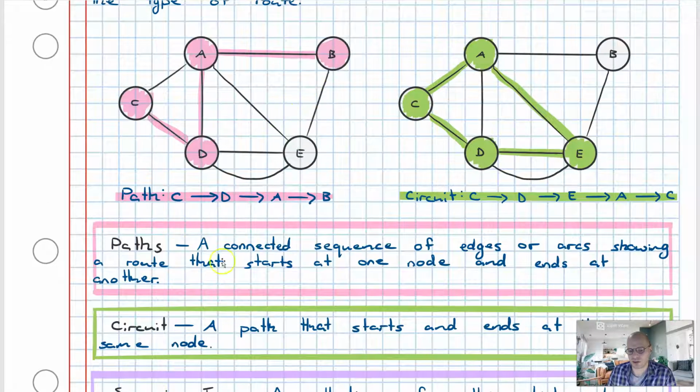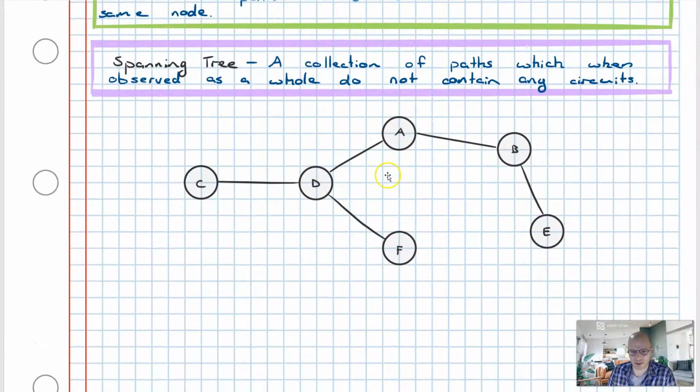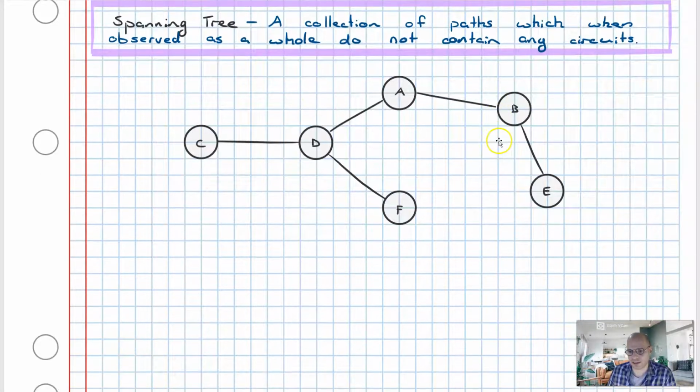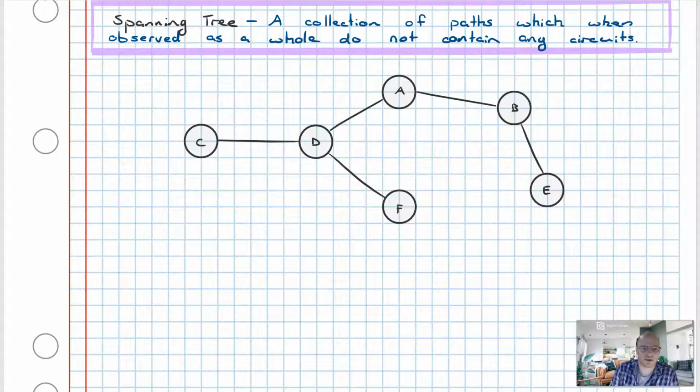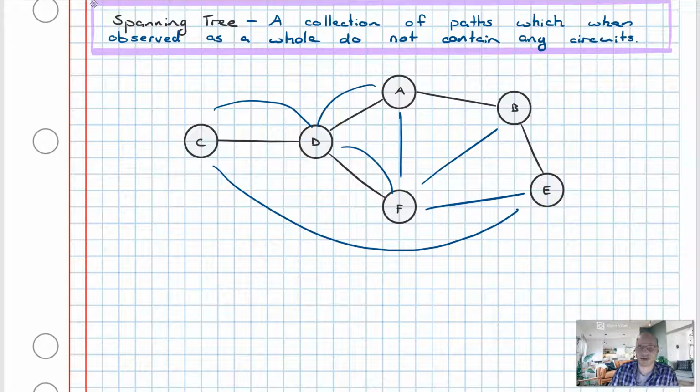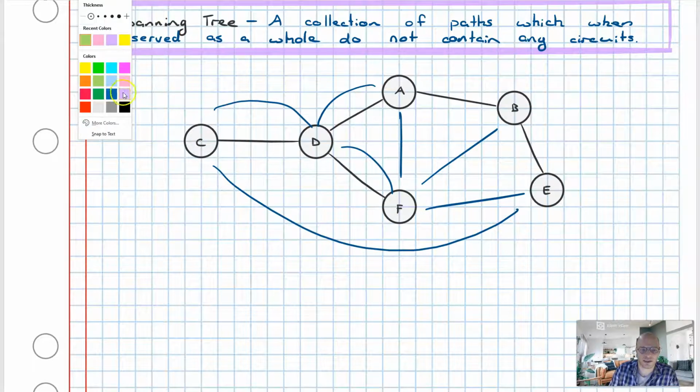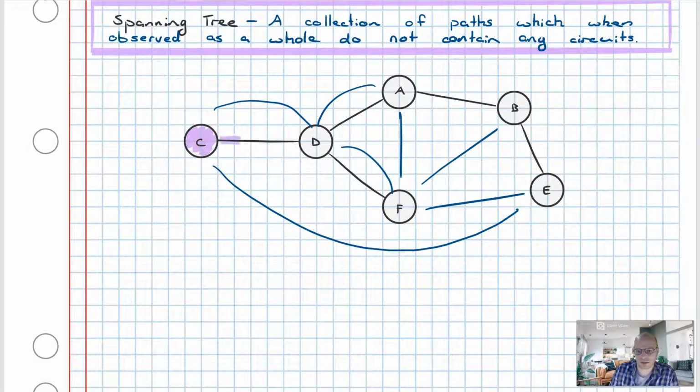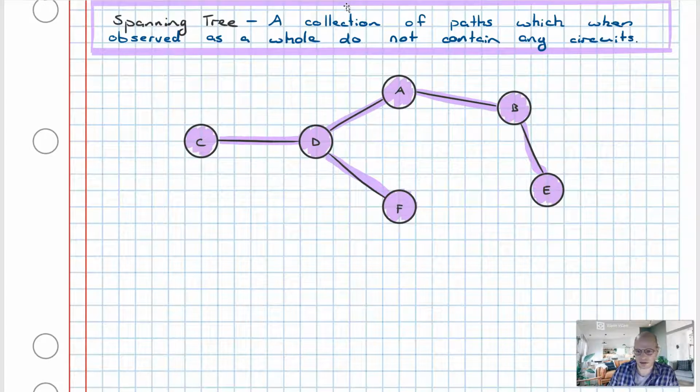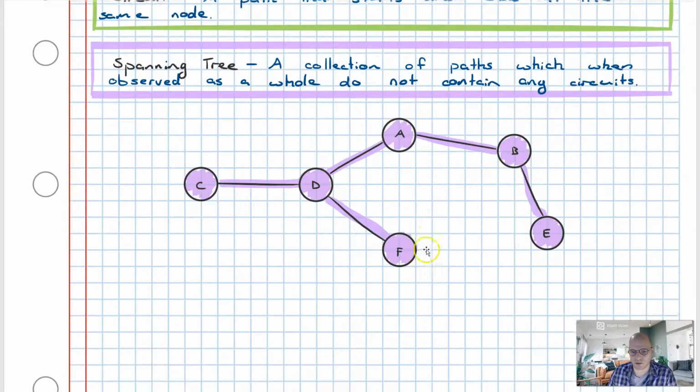Now, in addition to these types of paths we can travel across, we've also got another type of way of thinking about traveling along a network, and we call it a spanning tree. So a spanning tree is simply a collection of paths which, when observed as a whole, do not contain any circuits. So say, for example, we have this network seen over here. Now the network itself might not be connected up this way. It could be connected such that we could have something that looks like that. But the way in which we travel along this particular network is we might go from C. So what we're doing here is we're connecting paths together. So what we end up with is something that sort of looks like a tree.